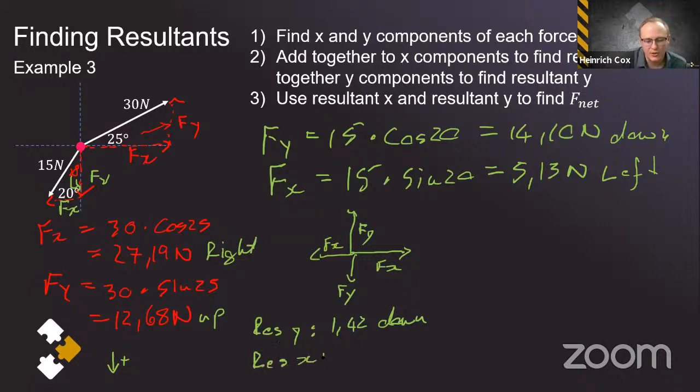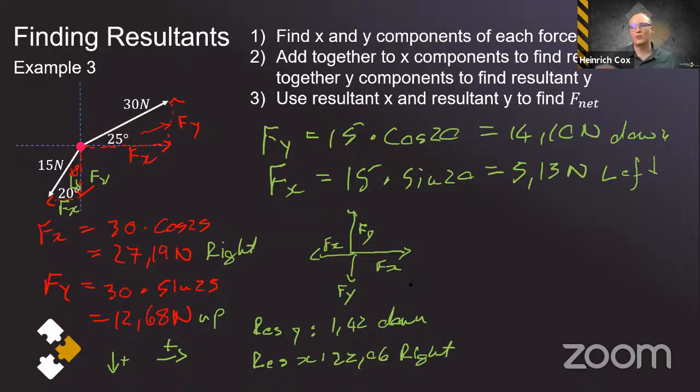And then my resultant x vector, right, is going to be, let's see, we've got 27.19 going right, 5.13 going left. So here we want to take rightwards as being the positive direction. Okay, so then we have the 27.19 going right minus the 5.13 going left, and then our resultant is going to be 22.06 newtons going right.